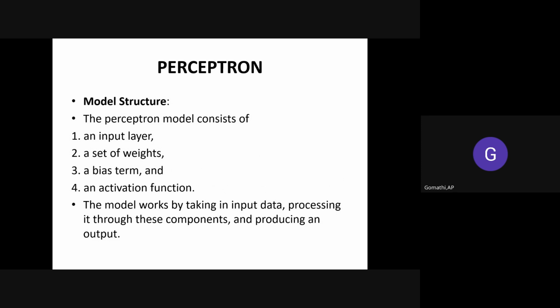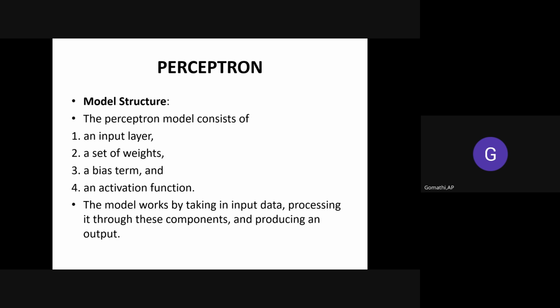What are the components used in a perceptron? They are the inputs, which we can call the features, the weights and bias, and then the activation function. These are the important components used in the perceptron. The main model structure of the perceptron is the input layer, a set of weights, a bias term, and the activation function.